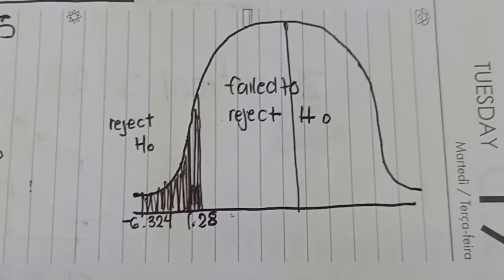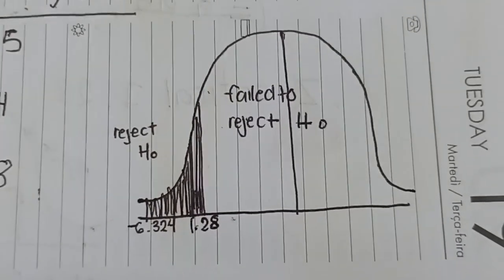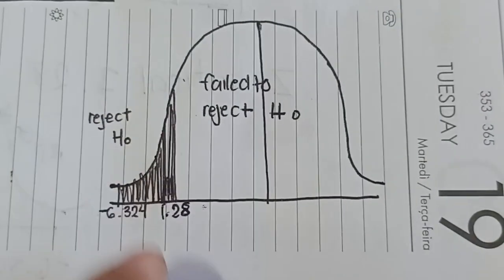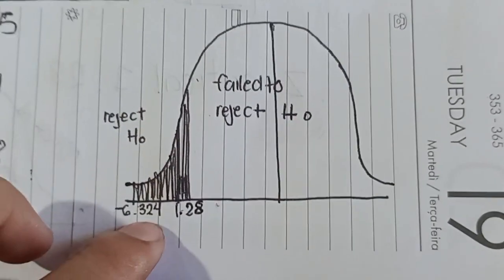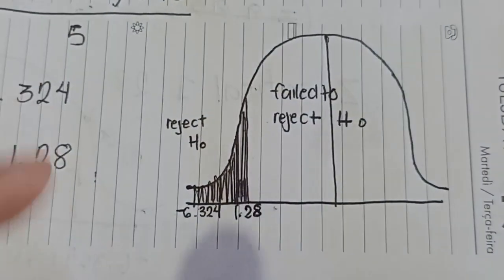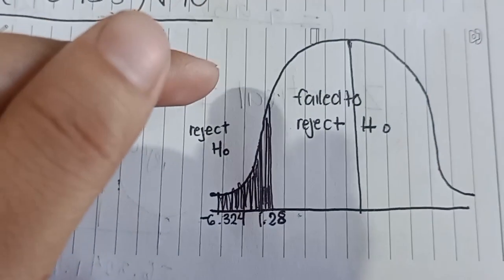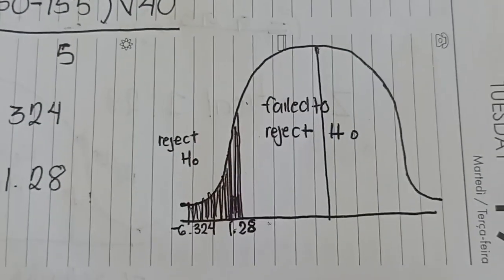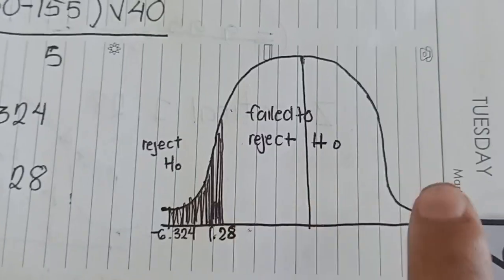Now let's make it into a bell curve. This is our bell curve because the answer we got is negative 6.324. If our answer is negative, we're going to put the shading on the left side. But if we got positive, we're going to put it on the right side.